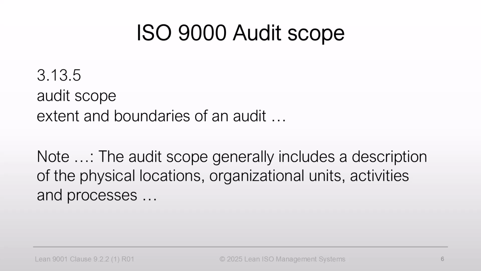Element 3.13.5 defines audit scope as the extent and boundaries of an audit. The audit scope generally includes the physical locations, organizational units, activities, and processes. In other words, what are you auditing? Which processes or departments are being audited, e.g., purchasing, production, customer service? Locations. Is the audit limited to one site, or does it cover multiple locations?